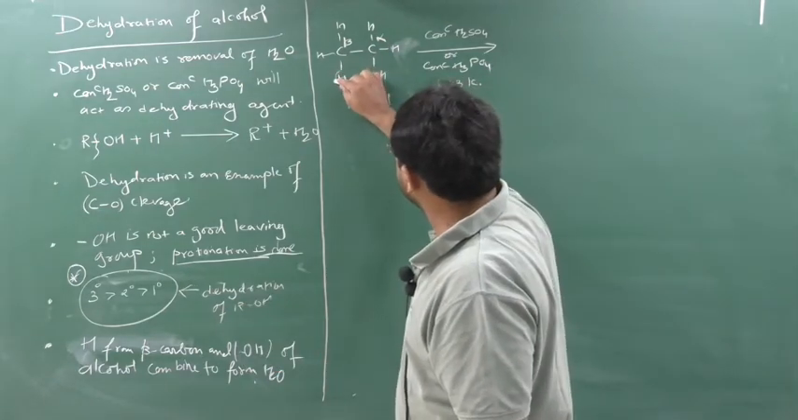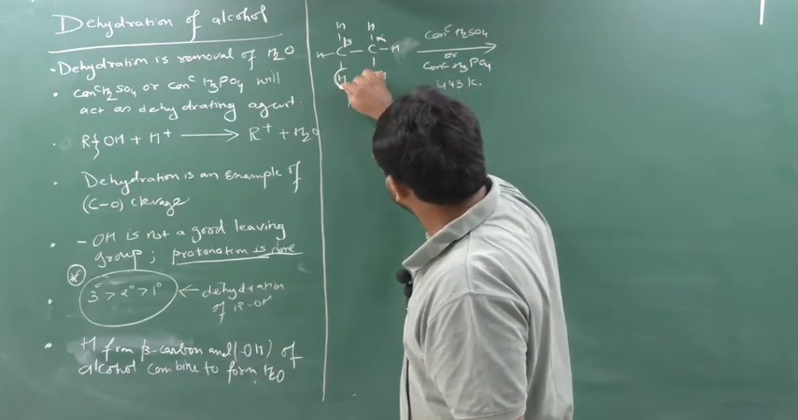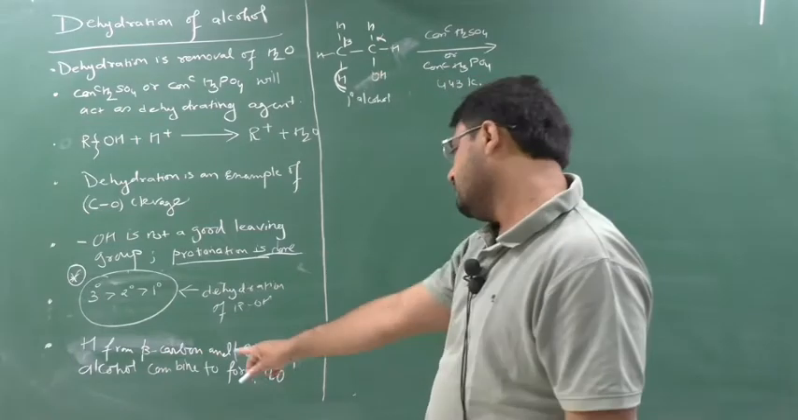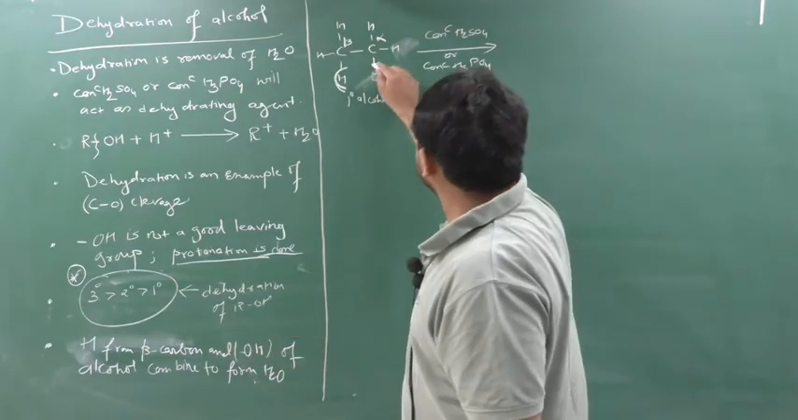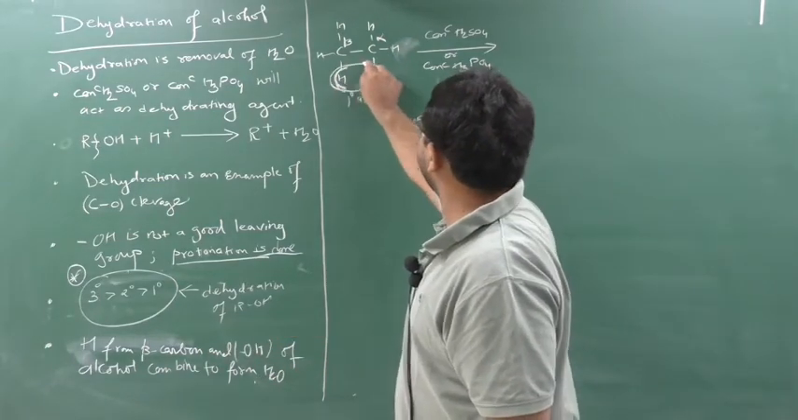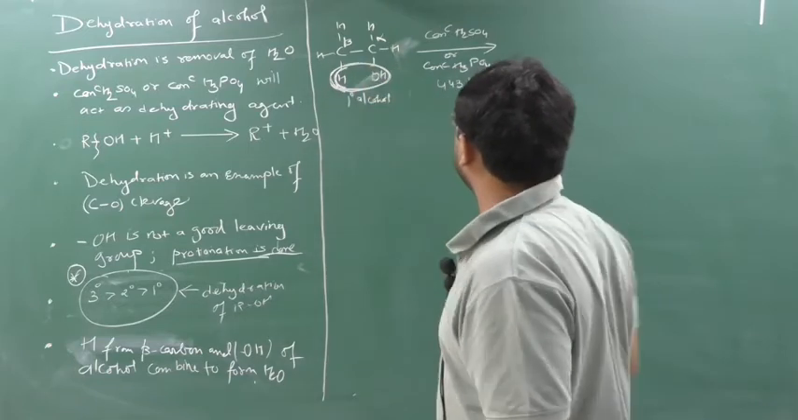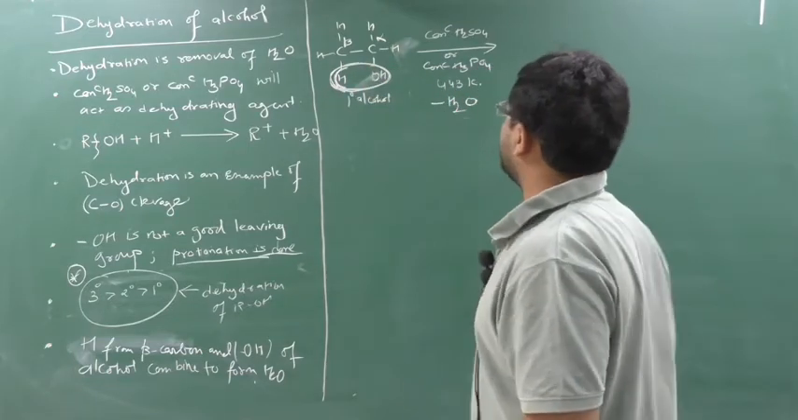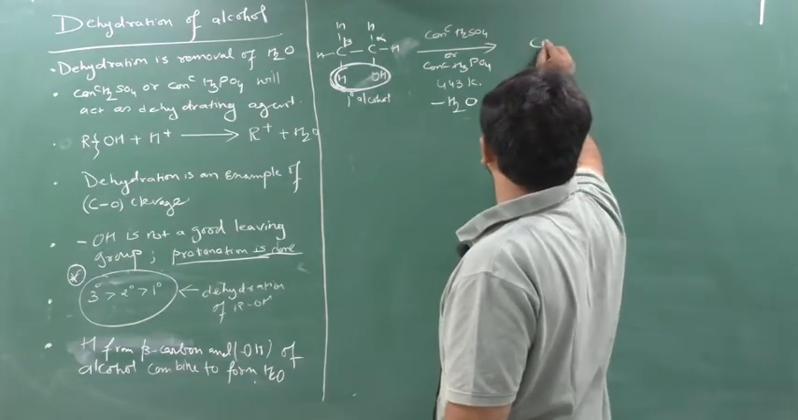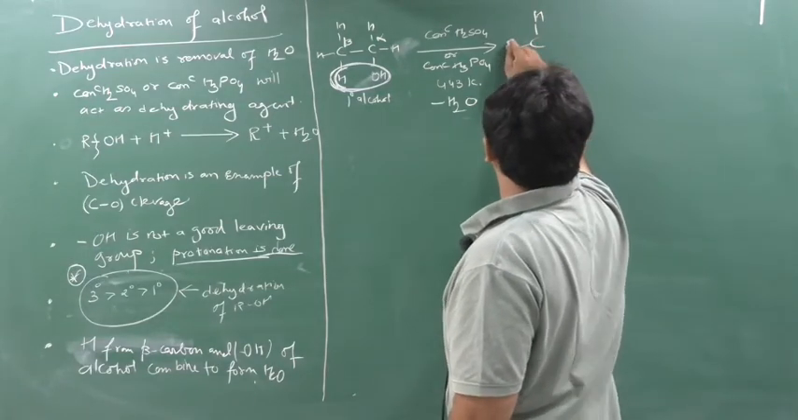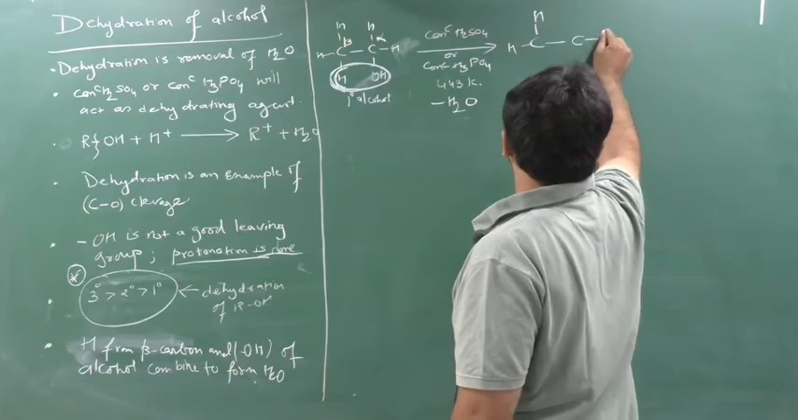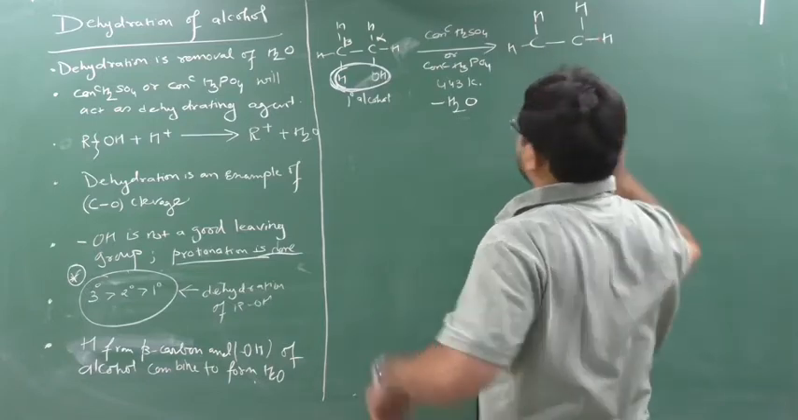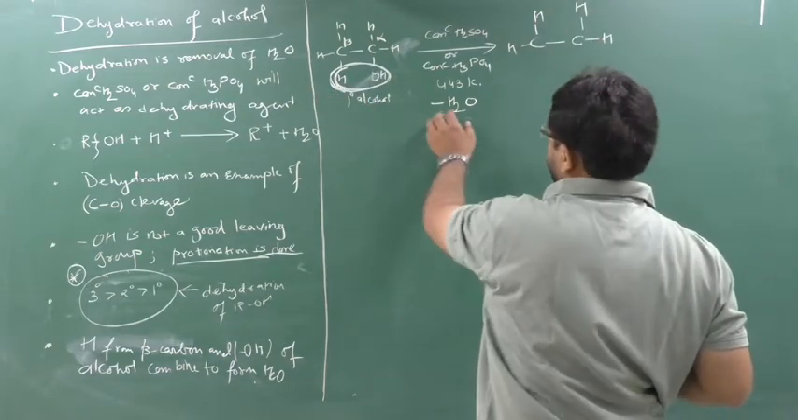So you take this H and OH of alcohol. These two will combine together to form a what? Water. Now remaining is what? Write down here. C, H here, and H here. Because this OH is also gone, and this H is also gone, so H2O.